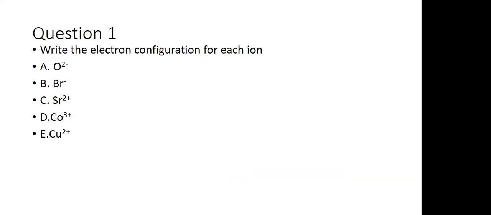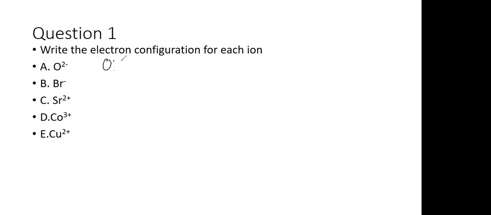So what we're going to do is write electron configurations for ions to make sure we understand, one, again, what does an ion mean in terms of electrons, and also this idea of becoming like your noble gas. So let's start with oxygen. You don't have to do this, but I'm going to write the electron configuration of neutral oxygen first and then just show you minus 2.